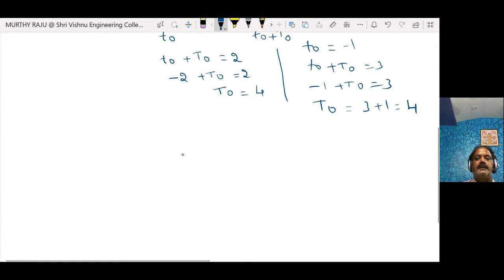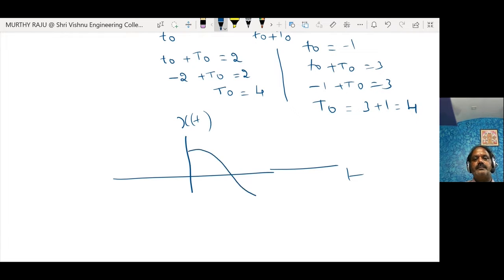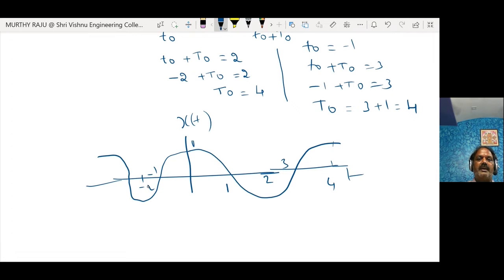Now, the actual cosine function is like this. The peak is 1, at the points minus 1, 1, and the axis marked 2, 3, 4, minus 1, minus 2, minus 3, minus 4.